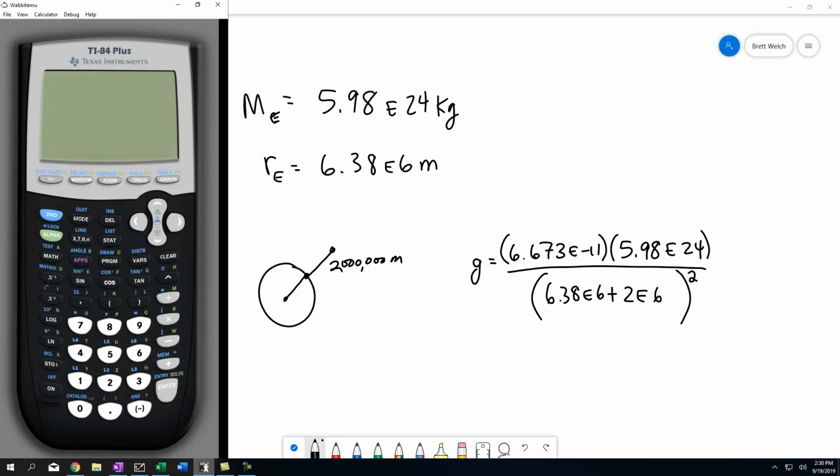Now, when I talked about using scientific notation in the calculator, it really simplifies the amount of parentheses that I need. And so I'm only going to have to use the ones in the denominator because of the squaring and the addition. Other than that, I'm pretty well safe to not use parentheses. So I'm going to start with 6.673, second, comma, which produces that little uppercase E, but it's a little smaller, negative 11.